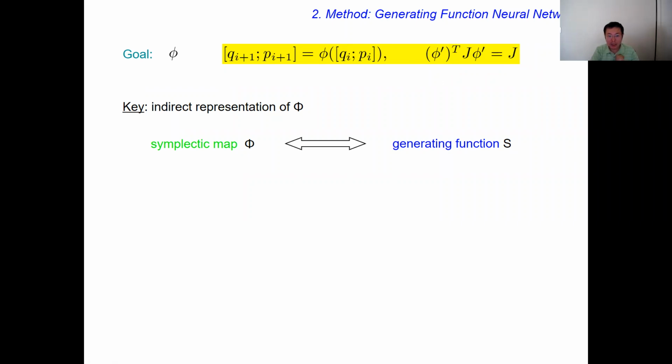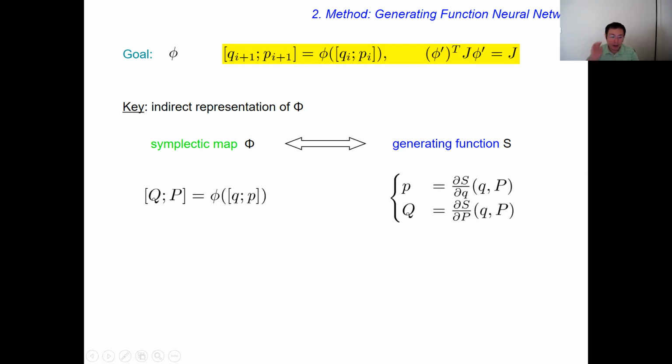So there is actually one way to indirectly represent phi, namely, given a symplectic map phi, for experts, I should really say that this is a short enough time evolution symplectic map. And given any such map, there is actually something called a generating function that is in one-to-one correspondence, up to some changes, to this symplectic map. And how this works is that this symplectic map basically evolves the current position and momentum to the future position and momentum.